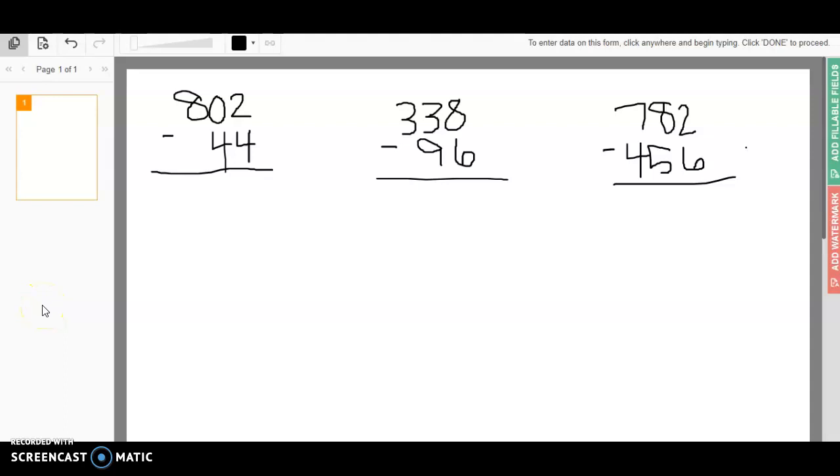Good morning, everyone. Today we're going to be talking about subtracting numbers up to 3 digits. So we're going to go right into it. With our first problem, we have 802 minus 44.